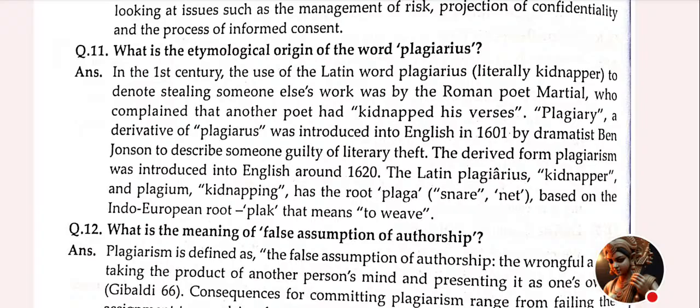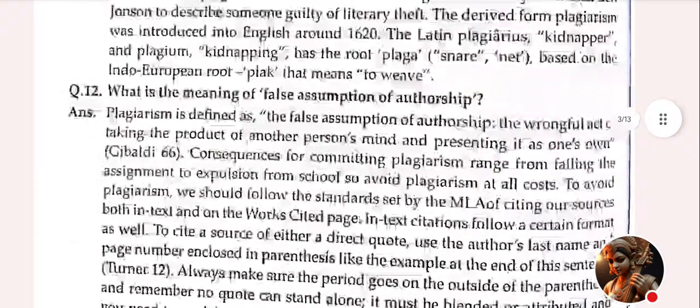Plagiary, a derivative of plagiarus, was introduced into English in 1601 by dramatist Ben Jonson to describe someone guilty of literary theft. The word plagiarism was introduced into English around 1620. The Latin plagiarus, kidnapper, and plagium, kidnapping, has a root plagere, snare, net, based on the Indo-European root plek that means to weave.